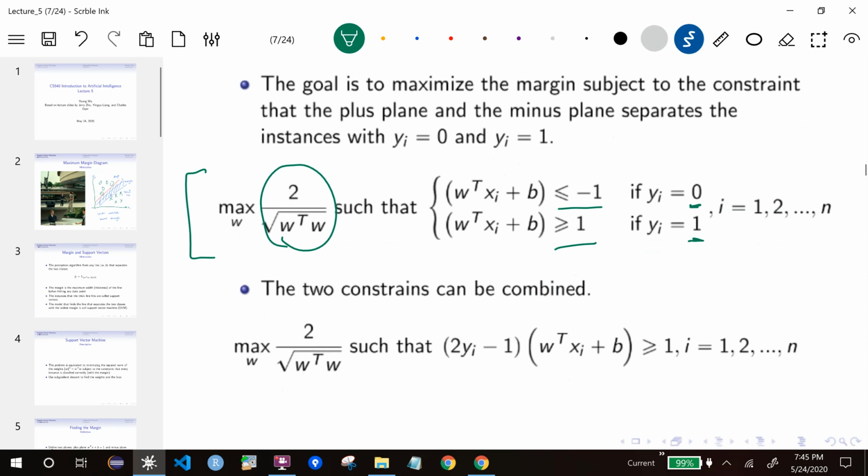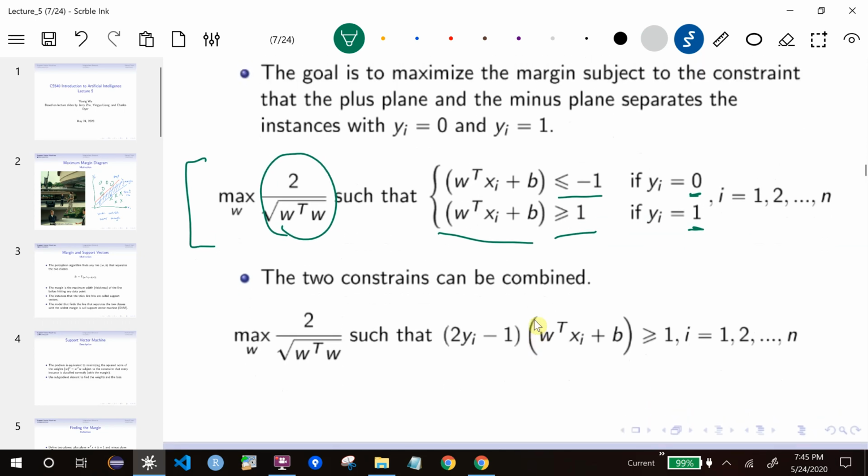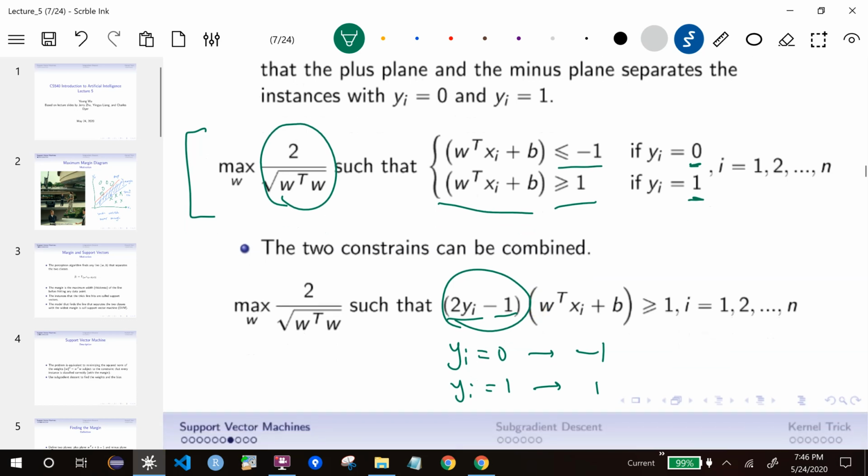This seems redundant to have 2 constraints, so we're going to combine them into 1. One trick that we used in the quiz, in the perceptron lecture, is expressing -1 and 1 as 2 times either 0 or 1, minus 1. So if yi is 0, then this is -1. If yi is 1, then this is 1. And then you can combine these 2 inequalities into 1.